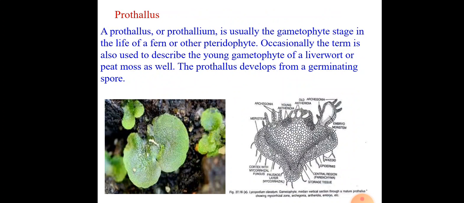Then what is the prothallus? Prothallus or prothallum is usually the gametophytic stage in the life of a fern or other pteridophytes. Occasionally the term is used to describe the young gametophyte. So prothallus is commonly called the young, juvenile gametophytic stage, as in liverworts and mosses. The prothallus develops from the germinating spores. So we can see a very greenish, very soft prothallus, that is the first stage of the gametophyte. We can see the cross section of the prothallus also.